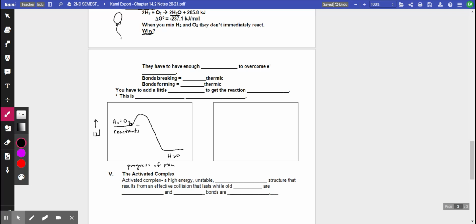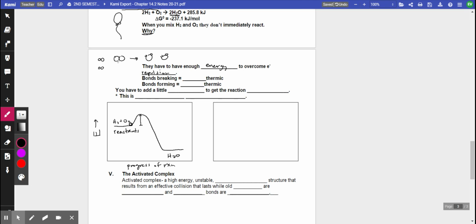Okay, so what is this little bump, this little bit that we need to add to get the reaction started? It is the energy that's needed to overcome electron repulsion. So remember that a reaction is just a rearrangement of the little atoms. So I have my H2 and my O2, and I want to rearrange them to form water. Okay, let's balance this out. So I want these guys to rearrange and form my product.